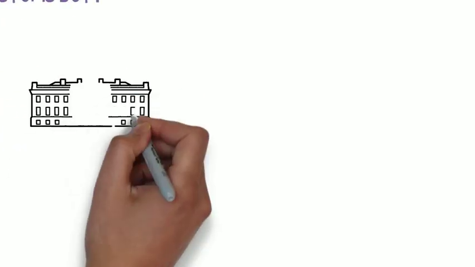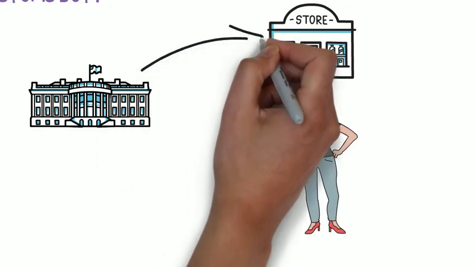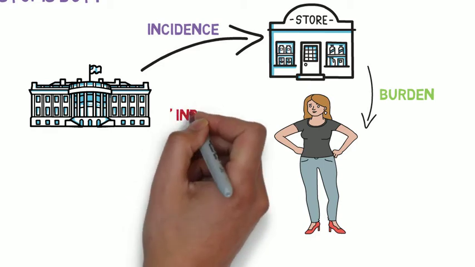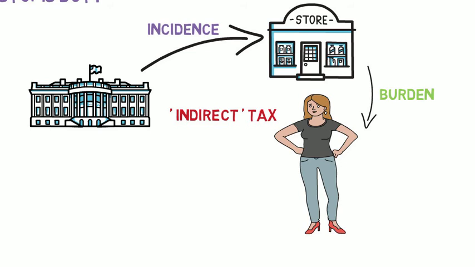But in indirect tax, for example the GST, the incidence is on the seller, but the buyer ends up bearing the burden of taxation. So consumer pays it to the seller and seller in turn pays it to the government. Hence it is called as indirect tax.